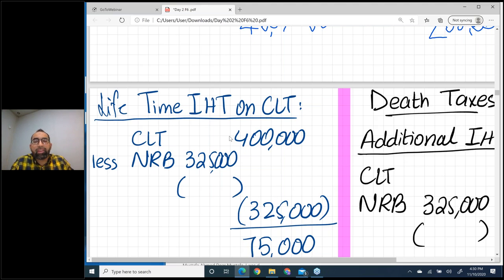If you remember, the person is alive right now, and this gift is given in the 15-16 fiscal year. So what we do, we have to use the NRB, nil rate band, of 15-16. In the question, I just moved the slides.